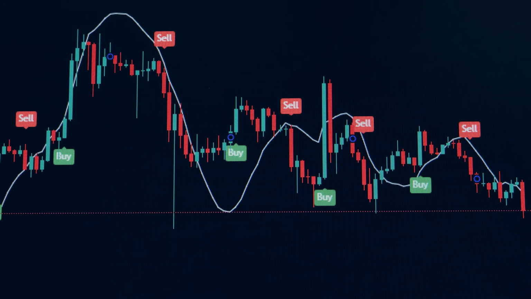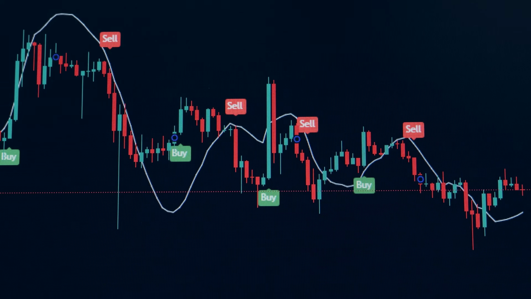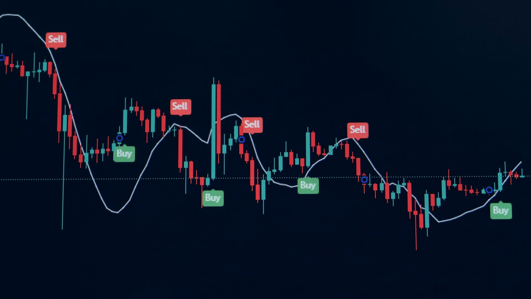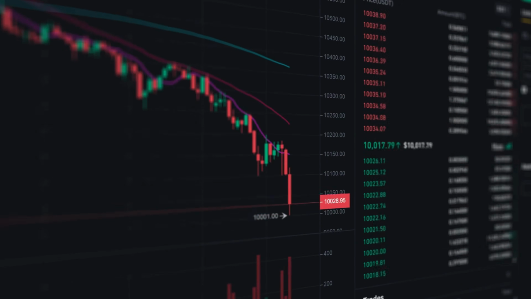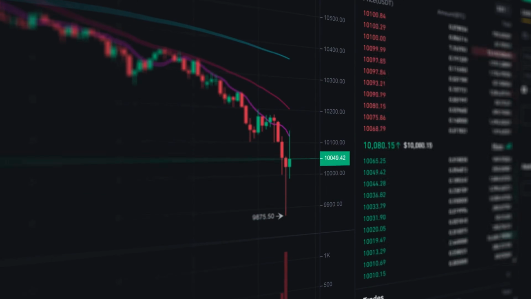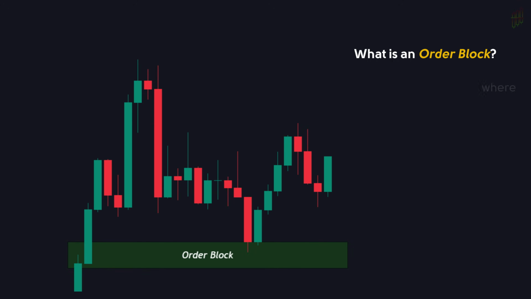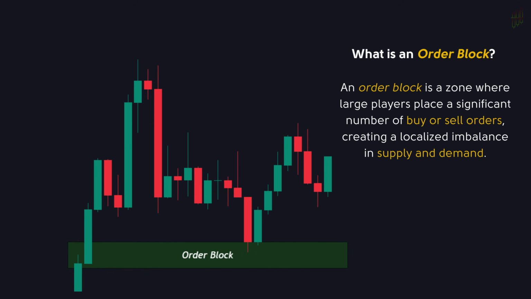volume. Understanding order blocks isn't just about adding another tool to your trading toolkit. It's about fundamentally changing the way you view price movement, market structure, and trading opportunities. So what exactly is an order block? At its core, an order block is a zone where large players place a significant number of buy or sell orders, creating a localized imbalance in supply and demand.